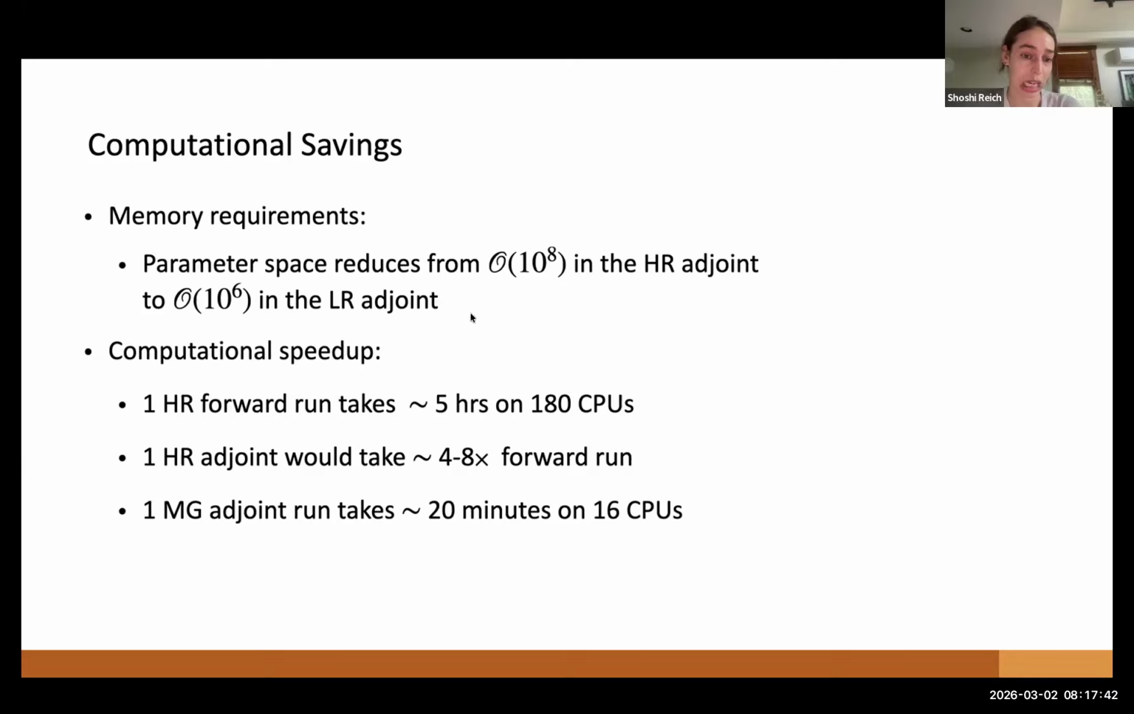The high res forward run takes about 5 hours on 180 CPUs. Because of various inefficiencies and the way the adjoint works, we can estimate one high-res adjoint would take about 4 to 8 times the length of the forward run. So that would be a day or two on 180 CPUs just for one iteration. Whereas when I use the multi-grid adjoint, running the adjoint on the low res only takes about 20 minutes on 16 CPUs. So I'm able to finish one iteration in about 5.5 hours, which is a lot more reasonable.